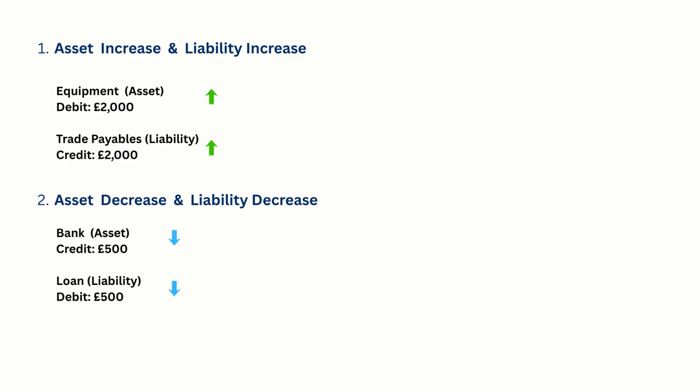Second duality pattern is decrease on both sides. For an example, the business repays £500 of a bank loan. Bank, which is an asset, decreases, credit £500, and loan payable, which is a liability, decreases, debit £500. So here we have both sides decreasing. The asset goes down because cash is paid, and the liability goes down because the loan is reduced.